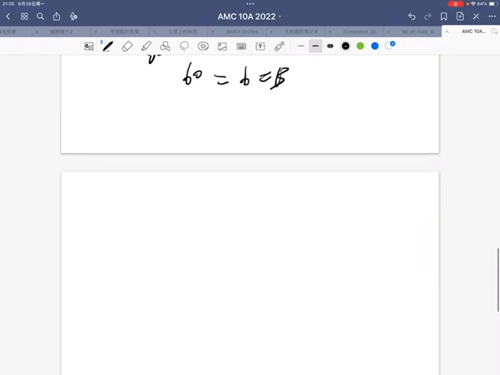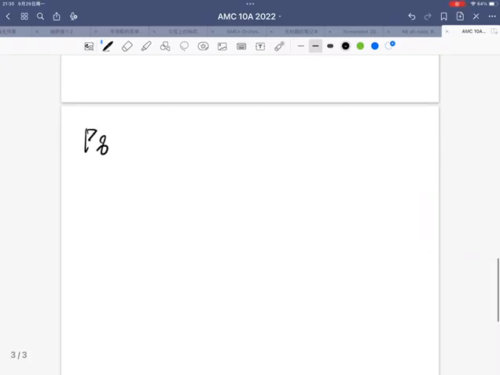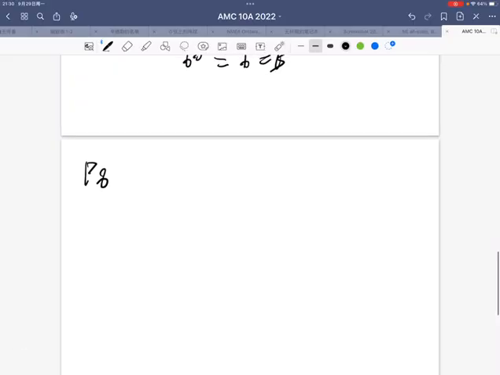And then we look at problem 8. Problem 8 is just one of those problems that you just kind of know from first glance, but it does take you a while to actually solve for it.